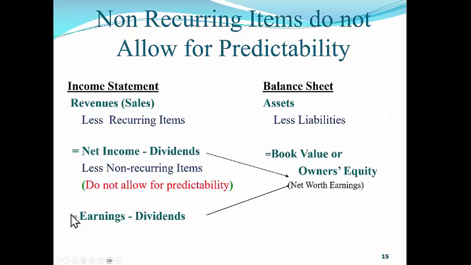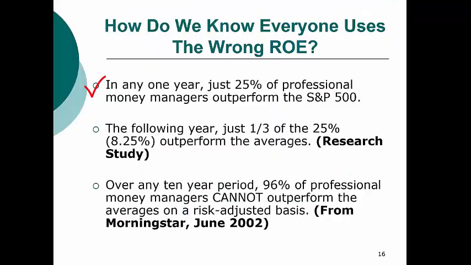And there it is right there. Traditional accounting return on equity is this one down here. But folks, to get to this earnings number, it's not comparable because these non-recurring items up here do not allow for predictability. So we have to come up with this net income, and net income is used differently. On the accounting sheets, you have to be very, very careful there. So net income minus dividend comes over here, and guess what? Now we have to change the book value. So we're changing two things in clean surplus. How do we know that everyone uses the wrong ROE? Well, in any one year, just 25% of professional money managers outperform the S&P 500.